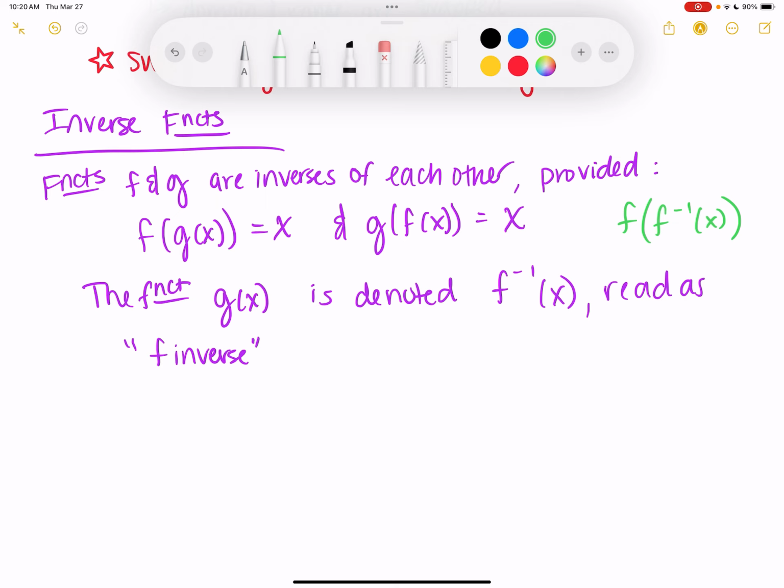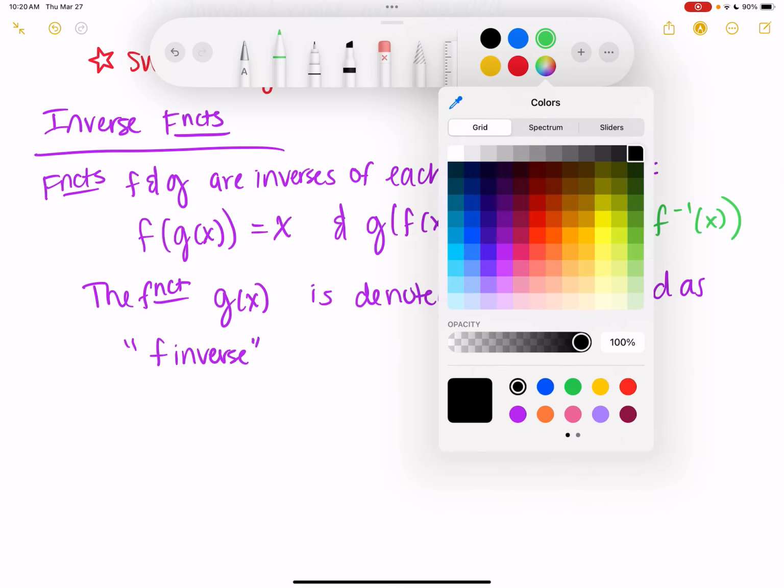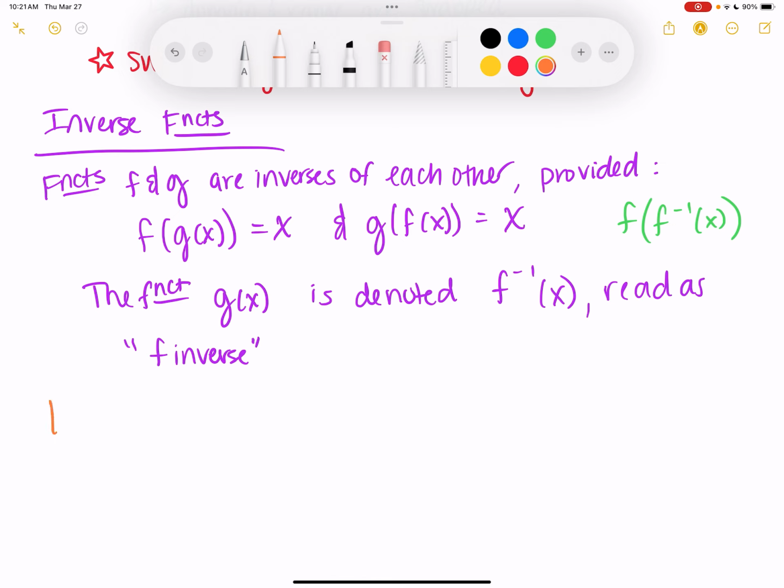Does anybody remember what we used the vertical line test for? Yes, to see if any lines are crossing. Yep, we couldn't have anything that was intersecting in both spots at the same time, and that was telling us if it was a function or not. Well, now we're gonna have something called the horizontal line test.